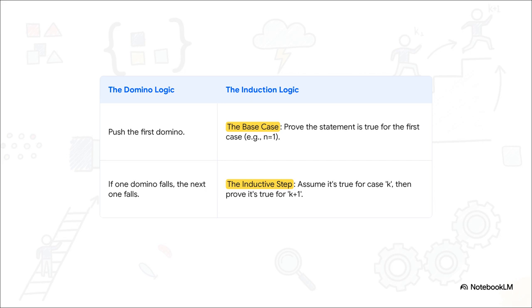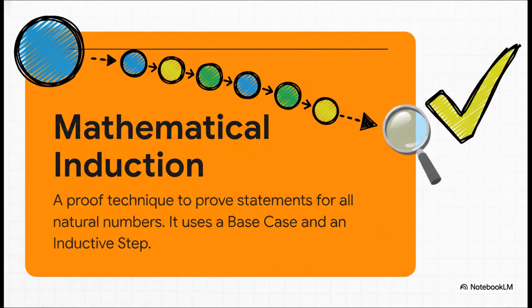Simple. And what about making sure the chain reaction happens? That's the inductive step. This is the clever part. We just assume it's true for some random domino, let's call it k, and then we use that assumption to prove it has to be true for the one right after it, k plus 1. And that's really it. That's mathematical induction in a nutshell.